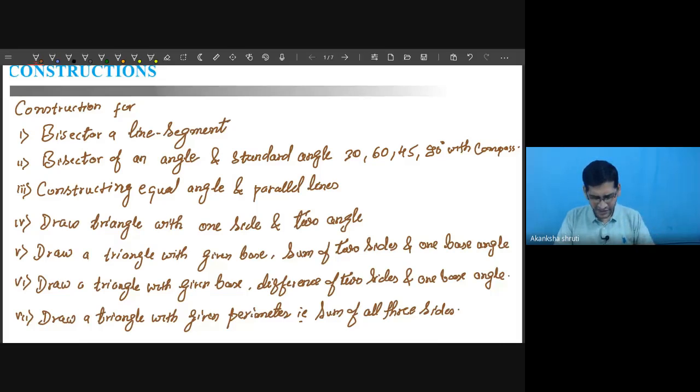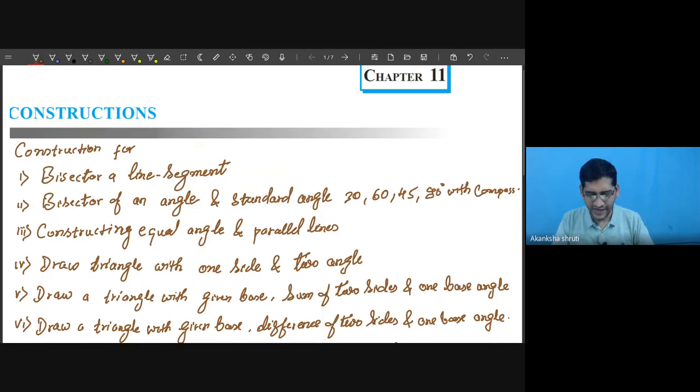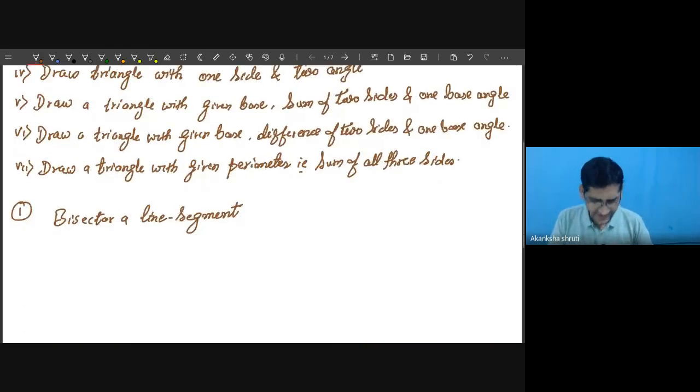And the last kind of construction we have to learn is drawing a triangle with the sum of all three sides known to us. Means the sum of three sides gives us the perimeter. So draw a triangle with known perimeter. So only these 7 kinds of construction we have to learn. Now students, let us start one by one.